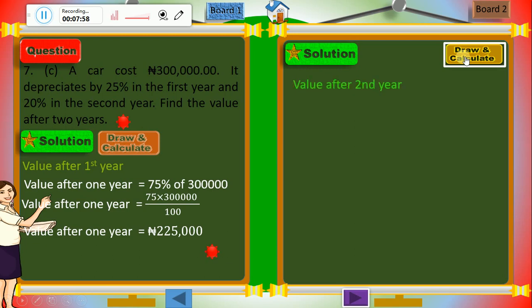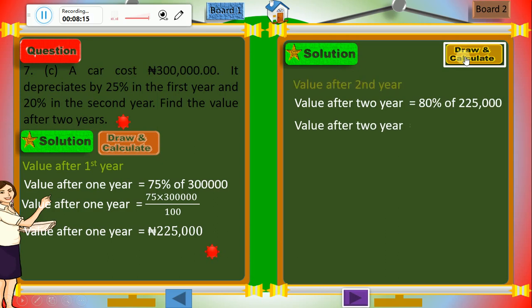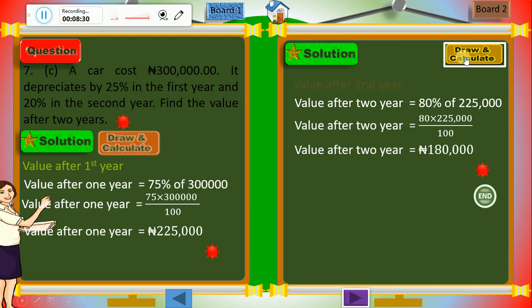The value of the car after the second year. Depreciation is 20%, so the value will be 80% of 225,000. That will give us 80 times 225,000 over 100. Using a calculator to evaluate that gives us 180,000. We have completely solved question number 7.